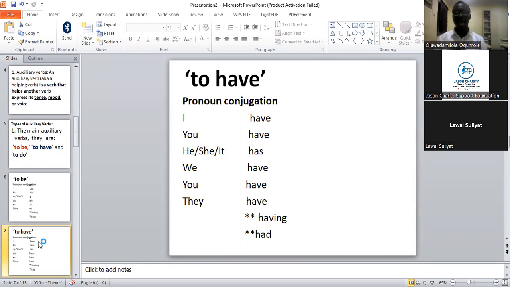So you can say I had in the past perfected form, you had, she had, we had, you had, and they had. So this will tell you that when you're using that verb with another verb, with a lexical verb, you're talking about a perfected job, a finished job, a settled job. So that is that for the verb to have.